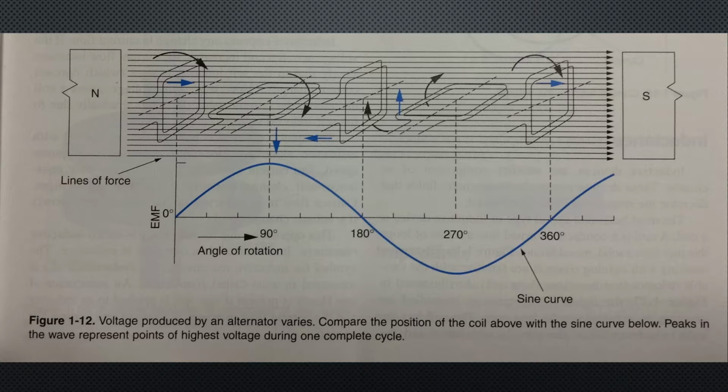Another important instantaneous voltage occurs at 45 degrees and 135 degrees in the positive part of the cycle, and again at 225 and 315 degrees during the negative part. The voltage at these points is referred to as effective voltage or root mean square (RMS) voltage, and is equal to 70.7% of the peak voltage.